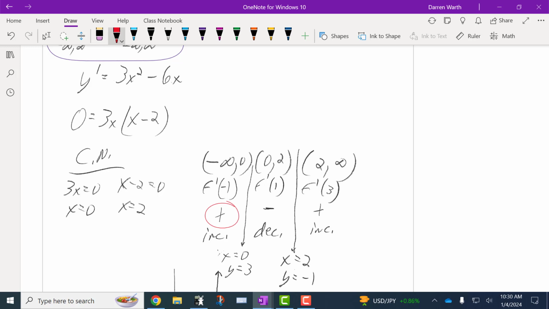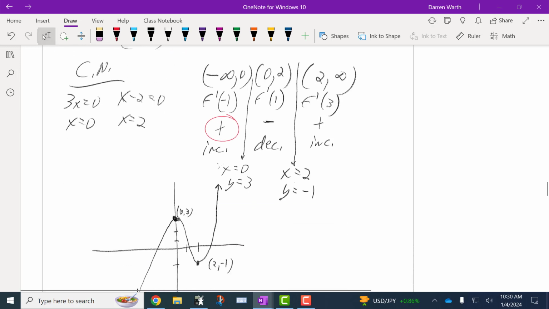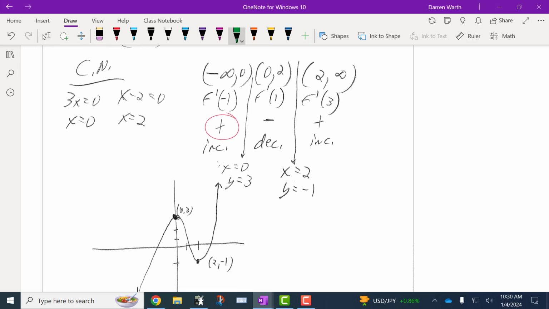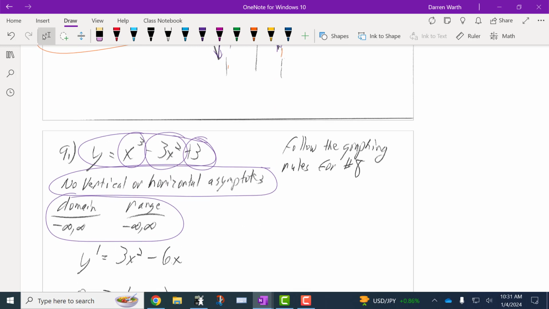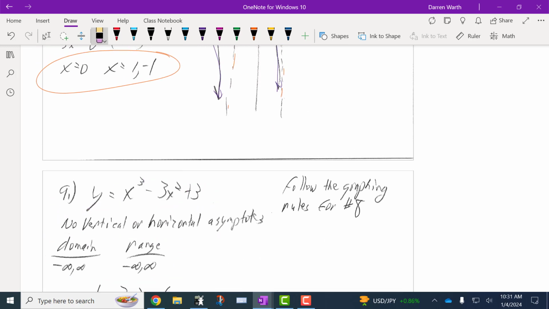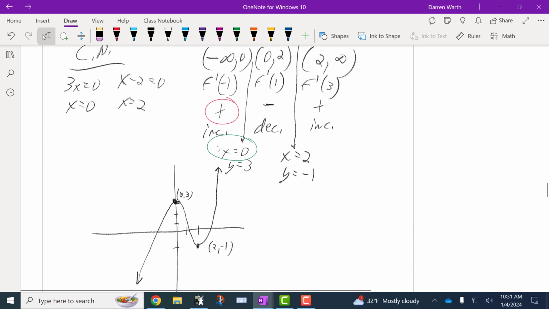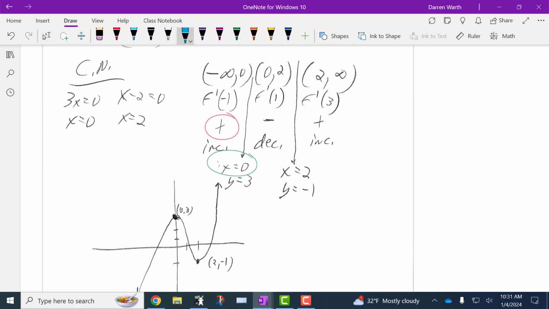I have to find the y values that correlate to it. So notice this one right here. This is x equals 0. So I'm going to go ahead and go to my original equation. My original equation is right up here, and I'm going to substitute in 0 in that original equation to find out what the y value is that goes with it. So when I substitute that in, I'm going to get 0 cubed minus 3 times 0 squared plus 3. So that's 0 plus 3, which is just equal to 3. So that y value that correlates to that is going to be equal to 3. So there's a point 0 and 3.